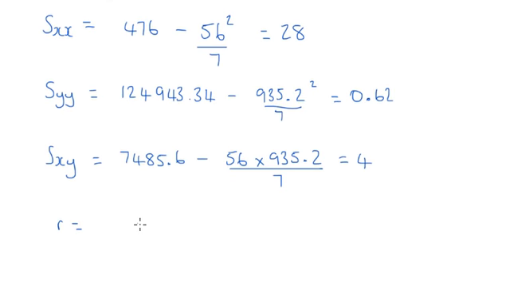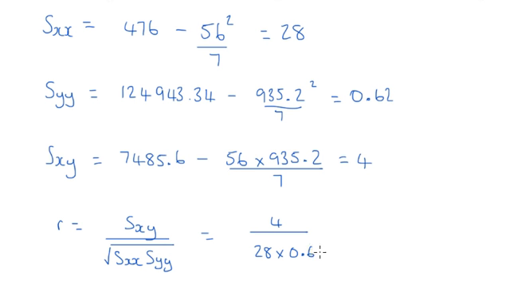R is then equal to the SXY value divided by the square root of SXX times SYY. So that's going to be 4 over the root of 28 times by 0.62. And we're expecting a number between -1 and 1. If you get a number bigger than 1 or smaller than -1, you've made a mistake.